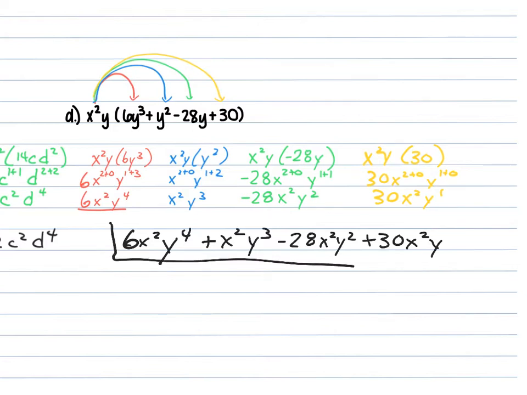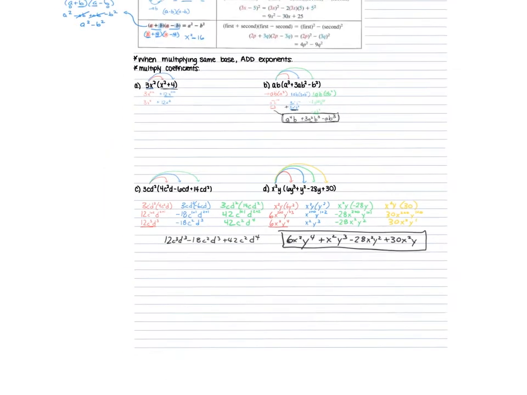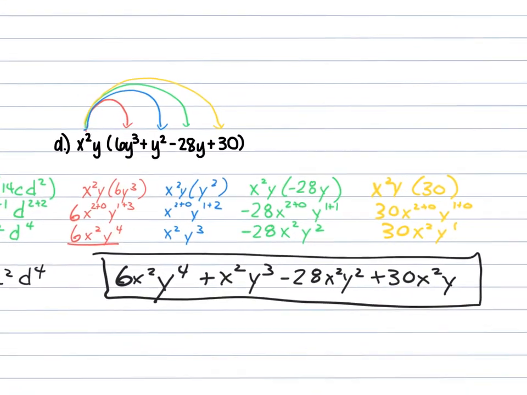Final answer there. Is there anything that we can combine? Just a quick check: if there's anything we can combine, we should combine it, so you don't lose any points. I don't see anything with the same exact variables there. They do both have x's and y's, but not to the same exponent there. I'll leave that up there for those of you who are copying down.